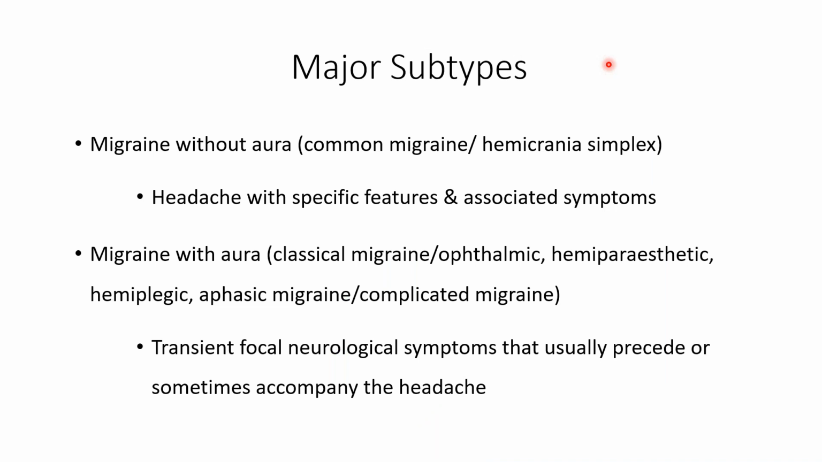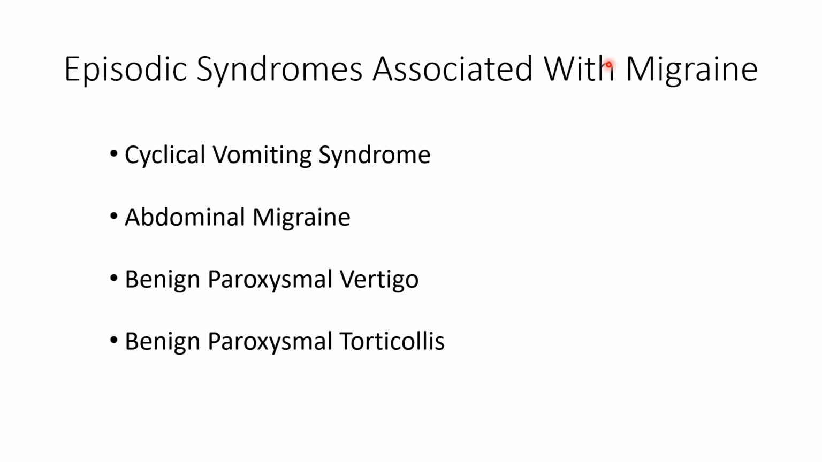So the two major subtypes of migraine are migraine without aura and migraine with aura. Migraine without aura is also called the common migraine or the hemicrania simplex. The migraine with aura is called the classical migraine or the complicated migraine. Here, there are some transient focal neurological symptoms that usually precede or accompany the headache.